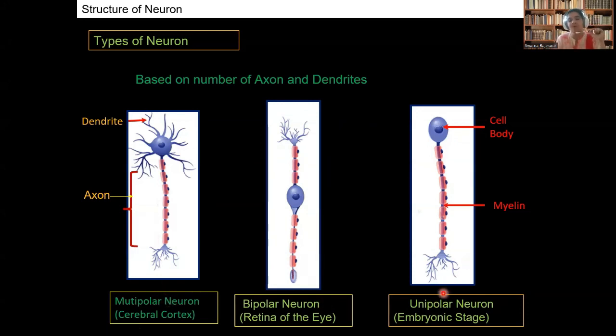This unipolar neuron is seen in the case of the embryonic stage, whereas bipolar neuron is seen in the retina of the eye, whereas the multipolar neuron is seen in the cerebral cortex. Okay, so these are the types of neuron based on the number of axons and dendrites.